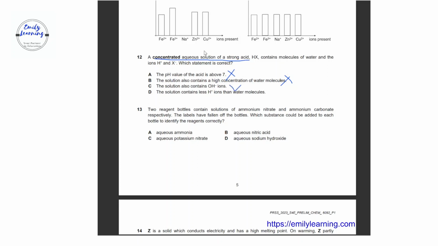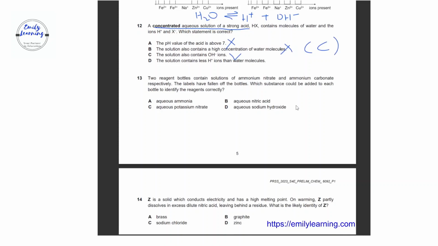The solution also contains OH- ions. Yes, this is true, because although it is a concentrated solution, you still have water, and there is a partial dissociation of water to give H+ and OH-. So there's still some H+ and OH-, and the OH- comes from the water. So C is correct, so C is the answer. Next, D, the solution contains less H+ ions than water molecules. It is a concentrated solution, so very likely it has more H+ than water molecules.